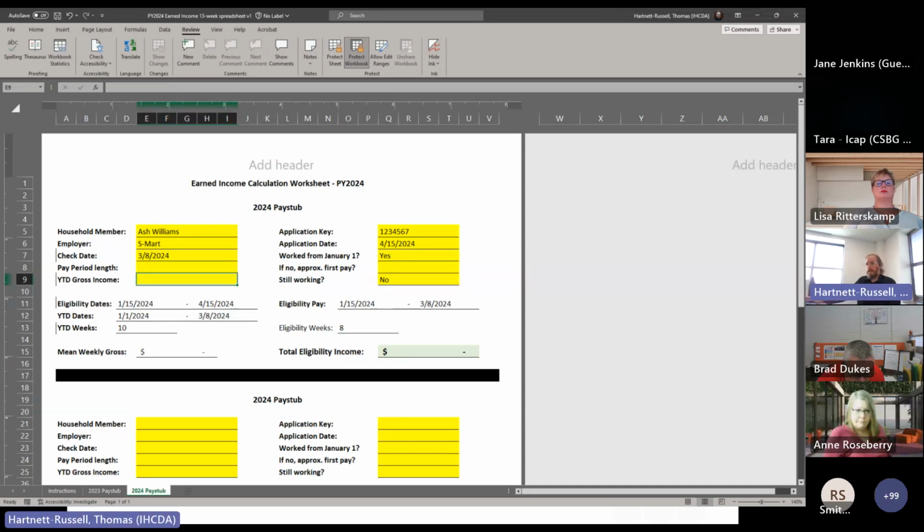And finally, we said that there was $6,000 as year-to-date gross income. So once we put that in, once again, 10 weeks, $6,000 year-to-date gross. So we are saying that's $600 mean weekly gross. For 8 weeks is $4,800 for the pay period. Sorry, one more thing we forgot to do. We forgot to say this is a 1-week pay period.